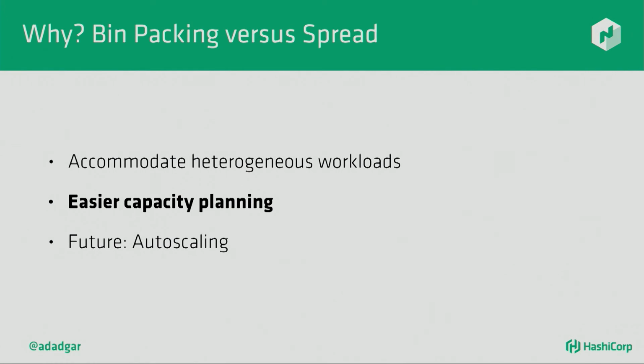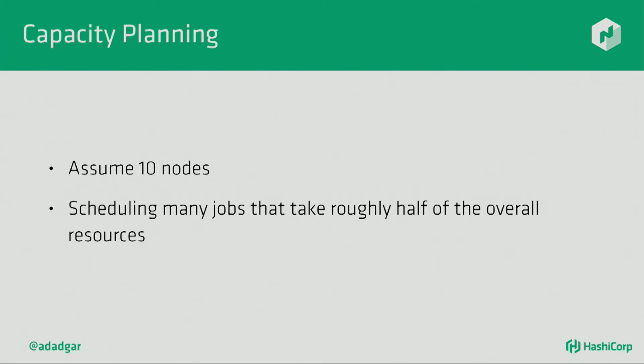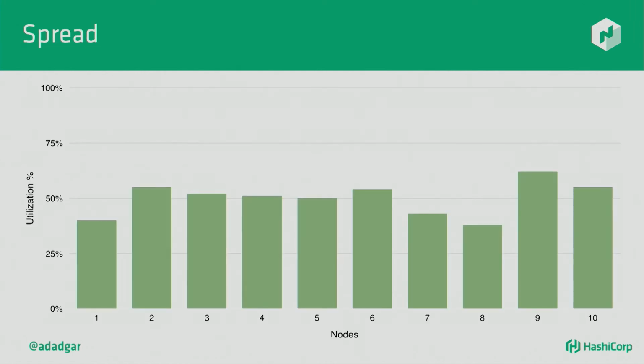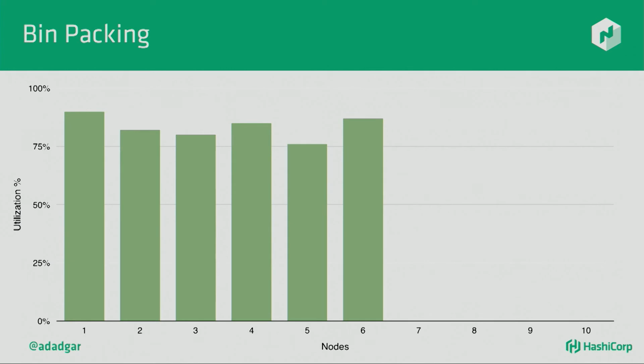Next is easier capacity planning. So assume you have 10 nodes and you've submitted a steady state of jobs to the scheduler that take up about half of the overall resources of the nodes. With spread, you would see a distribution like this. So we have each node and their utilization. So you would want to see something roughly around 50%. With bin packing, you would see something closer to this.